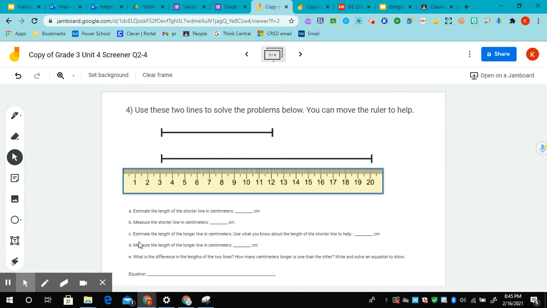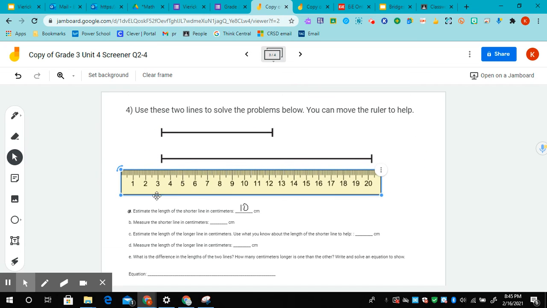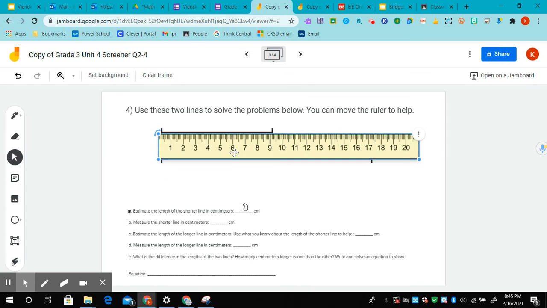So part A says you need to estimate the length of the shorter line in centimeters. So you're going to look at the shorter line here and then use the pen to write in your estimate, and then you're actually going to measure it. Remember, if you're wrong on the estimate, that's okay. We don't count this. We want to just see, making sure that you're not putting a zillion down. So you might say your estimate is like 10, and then you'll click back on the arrow, move it, and actually measure. Don't look.